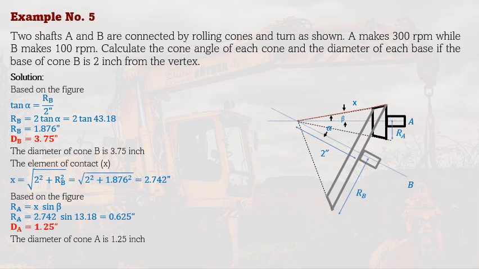So if you examine, solving rolling cones would require us first to use the relationship between the angular speed and the radius. And sometimes we would have to use the trigonometric ratios in order to get the length of the different quantities that are related to each other. We can use the Pythagorean theorem, and among other formulas, in order to solve the different unknowns in the problem.